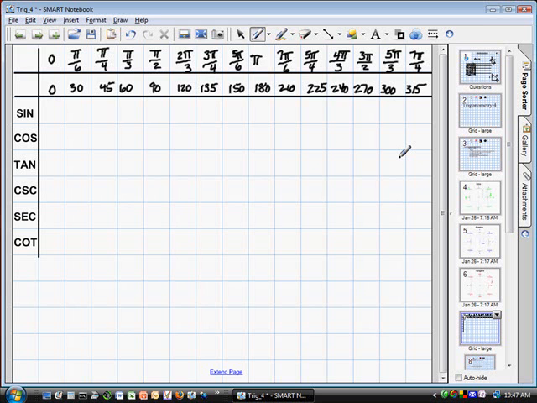Sine of 0. Think of your behavior chart. Sine is this guy. 0 degrees, 0. Cosine of 0. This guy. Full length, 1. Tangent of 0. Supposed to meet that tangent line. It's no height. 0. So we've just added these.